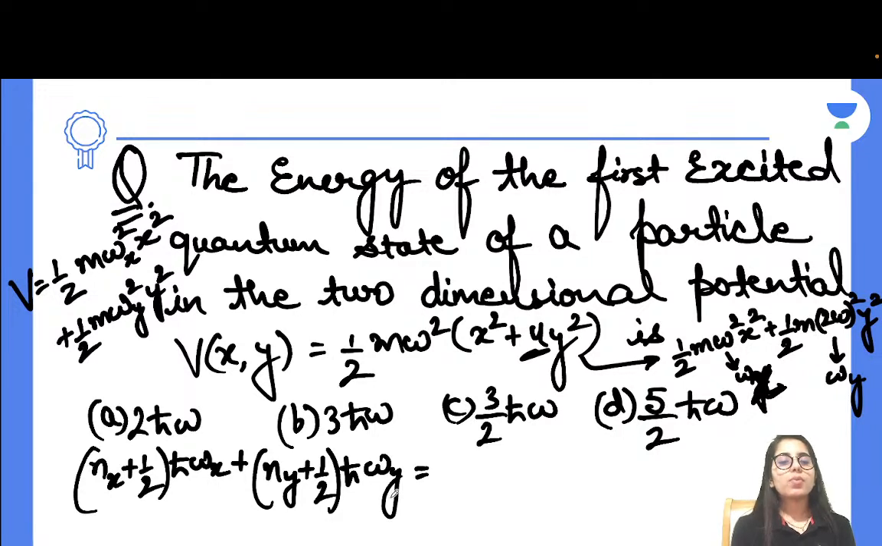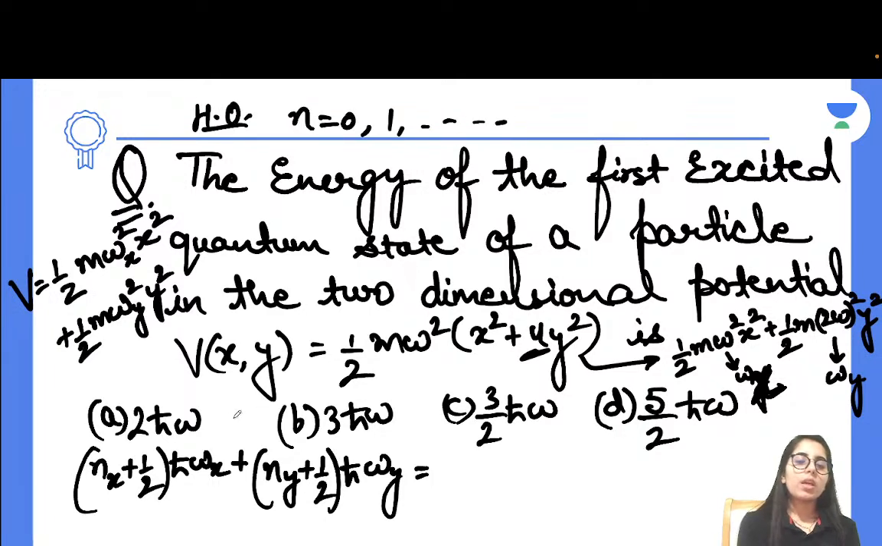Now in this case, what will happen? nx is going to start from 0. nx and ny both values start from 0 for the harmonic oscillator. So n values start from 0. If I want to find the minimum energy from this expression, I can plug in nx 0, ny 0, because that will give me the minimum value. But you already know that omega y is 2 omega and omega x is omega.